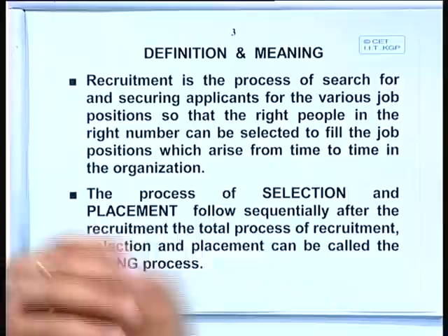Today our topic is recruitment and selection. Everyone knows what recruitment is, right? And everyone knows what selection is. But I'm sure not everyone knows the difference between the two. We'll see that as we go along.